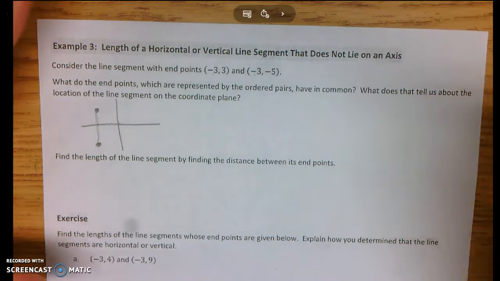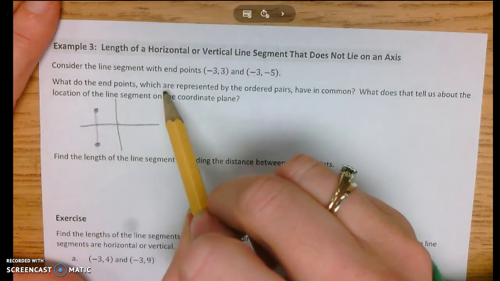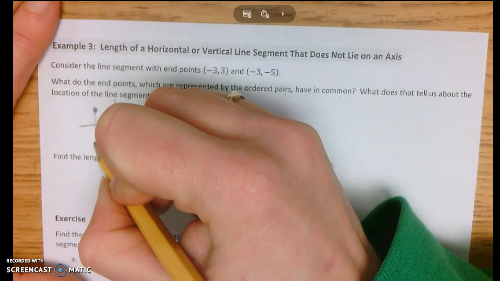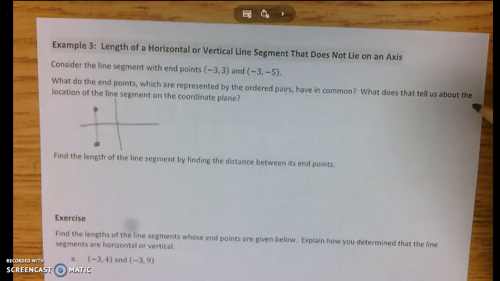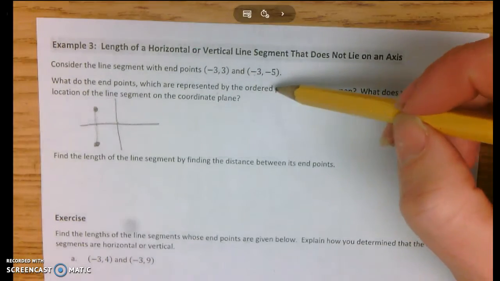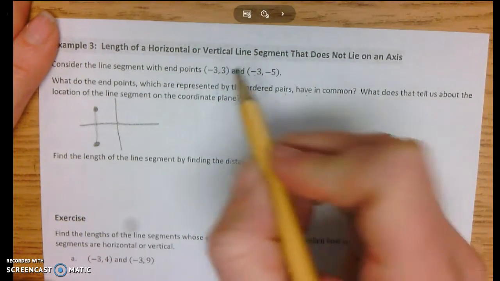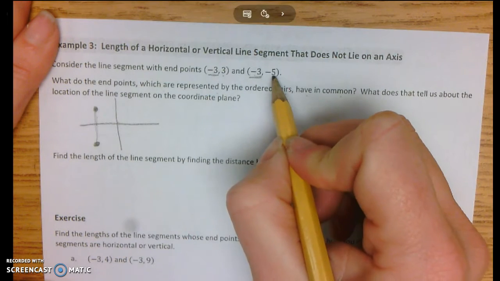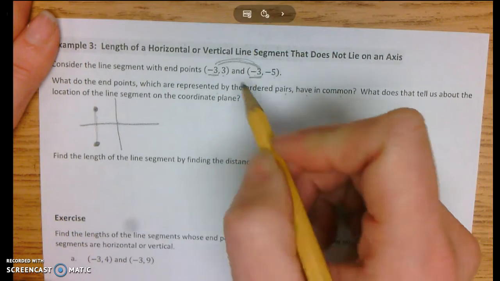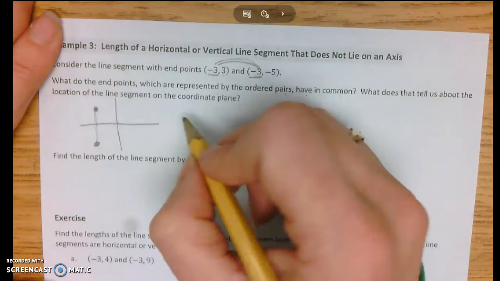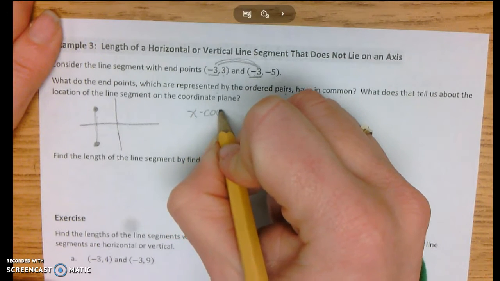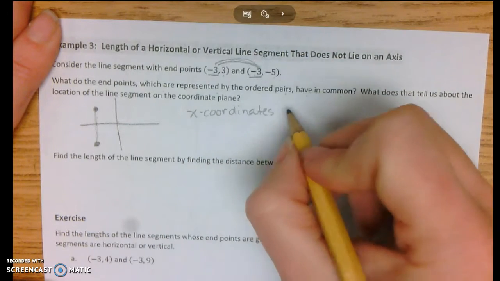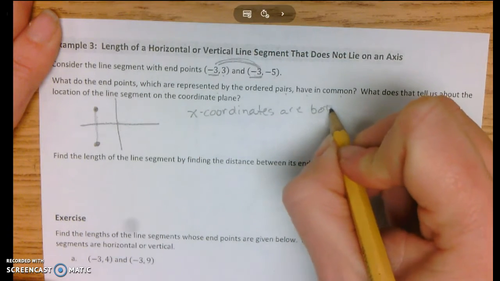I'm just saying. All right, so now it says, what do the endpoints, which are represented by the ordered pairs, have in common? So these are endpoints of lines. That's why they're points, and it's a line segment. So then it says, what do they have in common? So again, what do they have the same? So here's (-3, 3). Here's (-3, -5). Well, what they have the same are these two right here, which happen to be our x coordinates. That's correct. So our x coordinates are both -3.